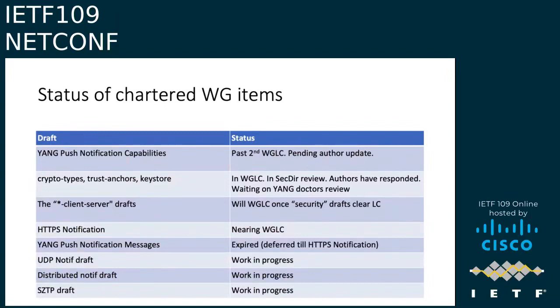The crypto types, trust anchors, and keystore documents are in working group last call. I guess Kent will give an update, something about SecDir review and author responses, and let him speak to it when he gives the status update. The client server suite of drafts will go into working group last call once the security drafts listed above clear last call. We don't want to inundate the working group with more documents until we have cleared what's on the deck.